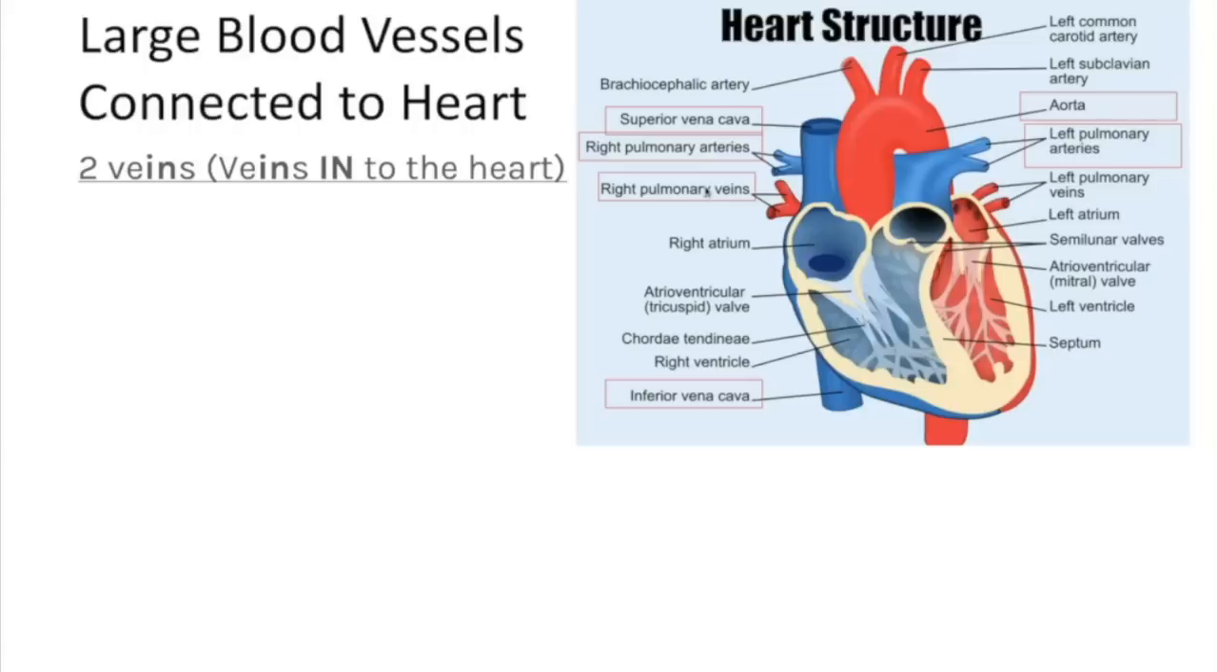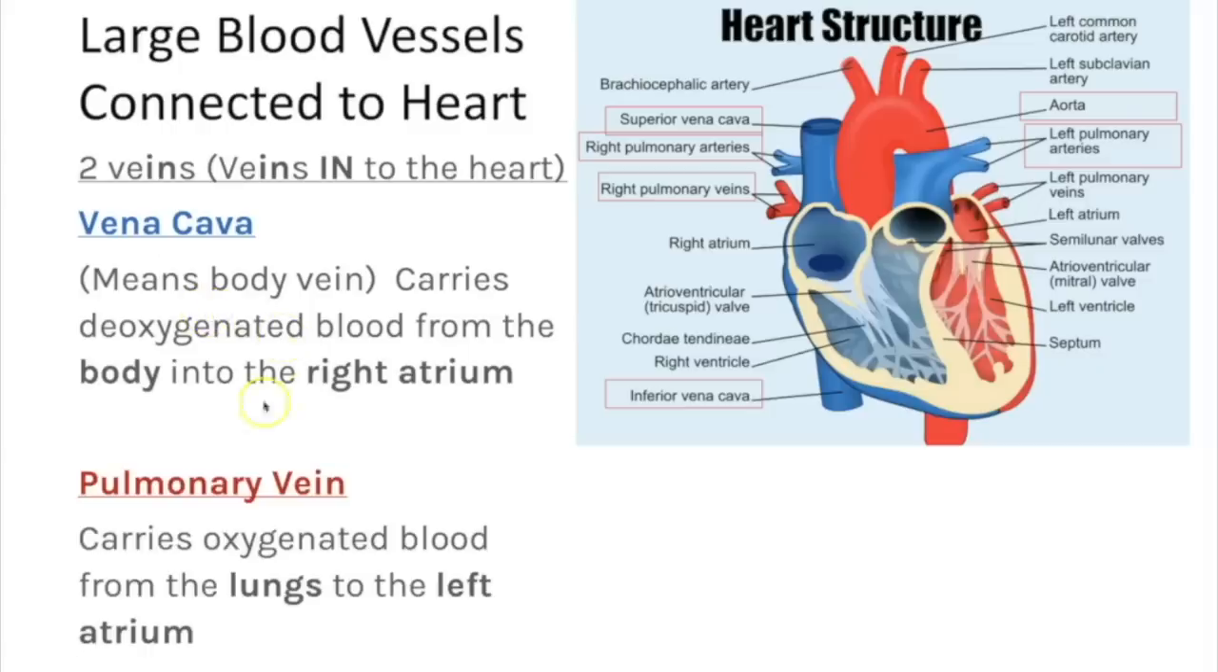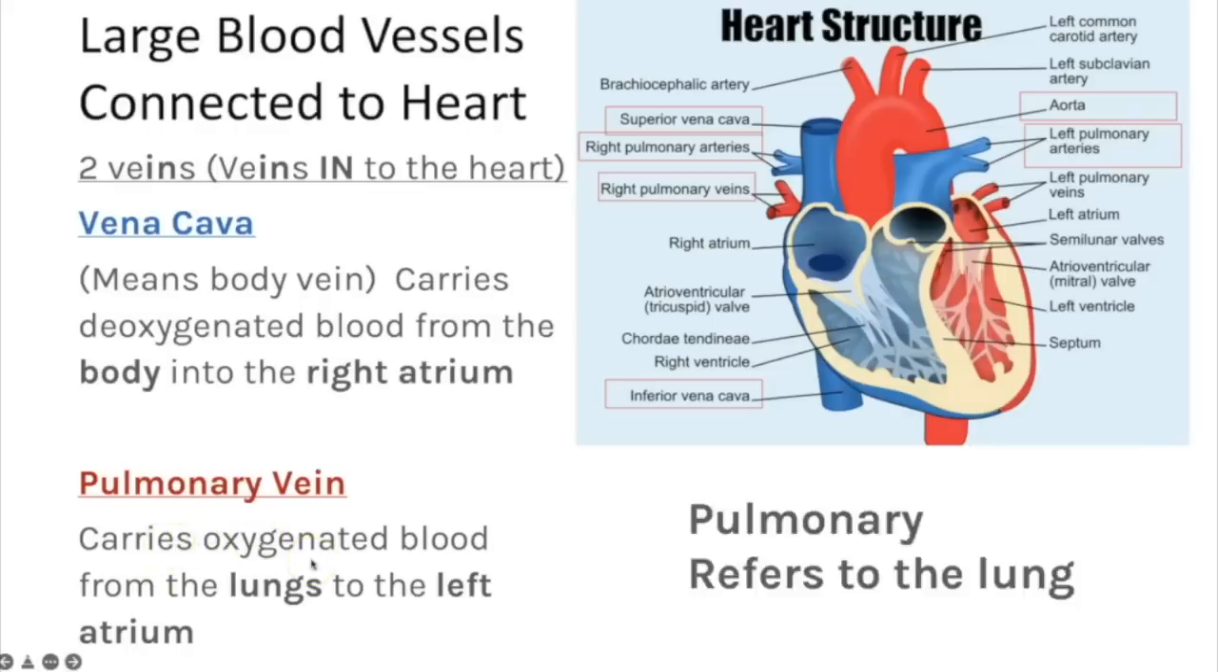Now, some of the ways just to try and remember what each of these are doing are, first of all, if you see veins, veins are carrying blood into the heart. And vena cava means vein, and cava means body. So that is carrying the deoxygenated blood from the body into the right atrium. Pulmonary, we said, means lungs, and again it's a vein. So it's carrying oxygenated blood from the lungs into the left atrium.